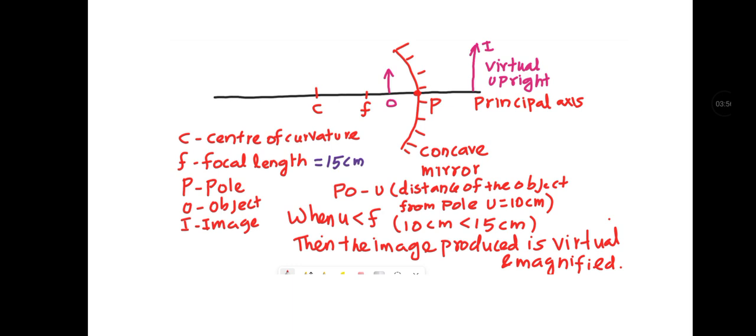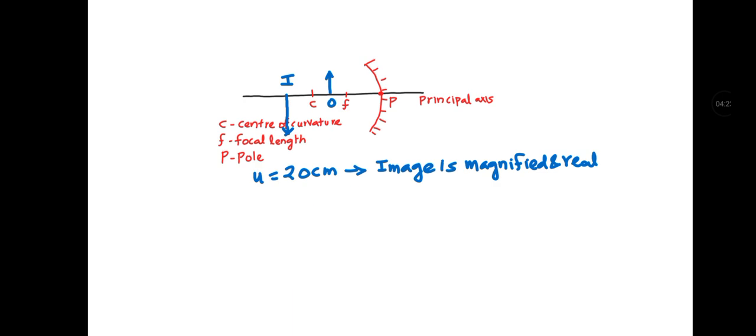So the answer is, the image produced is virtual and magnified when the object is placed at 10 centimeter. So the answer is given, justified. For D, the answer is the image is virtual and magnified. When the object is placed between the center of curvature and the focal length F, it will produce the magnified real image. That means the image is inverted.